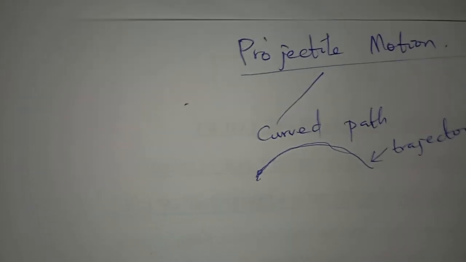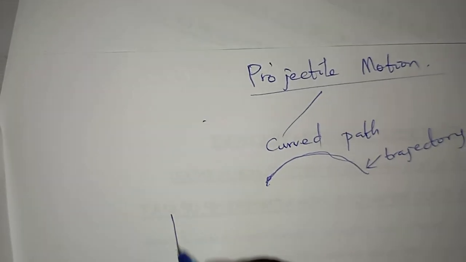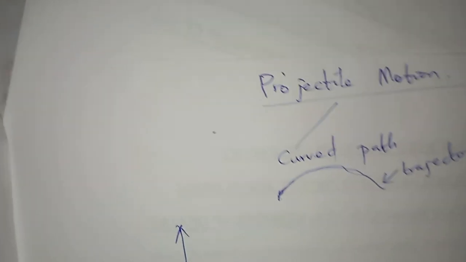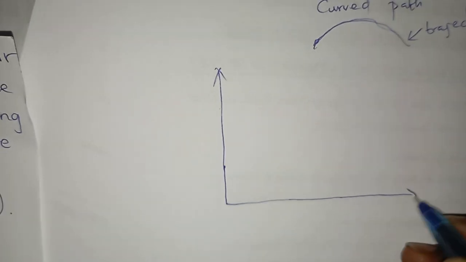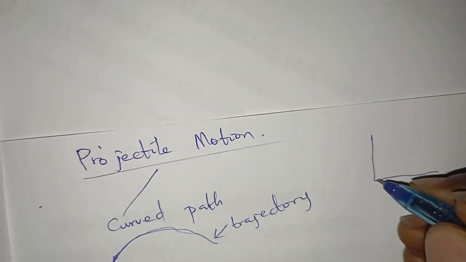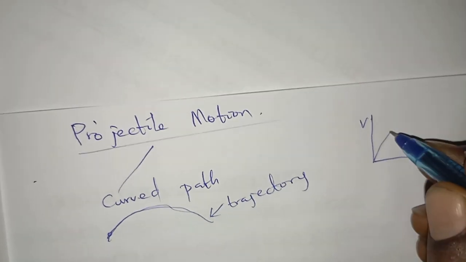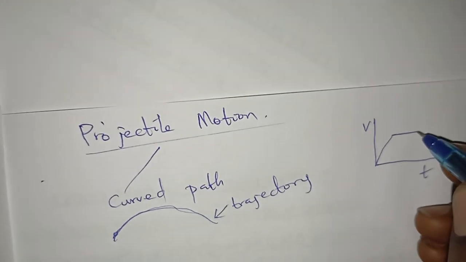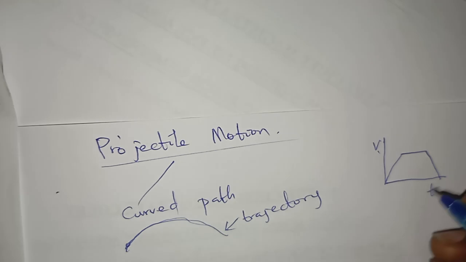Now notice something. If I have this side to be the vertical axis and this side to be the horizontal axis, notice that in kinematics, you let this side be v, this side be t. Whatever is moving here is acceleration. If it goes like this, constant acceleration. If it goes like this, deceleration, v and t.